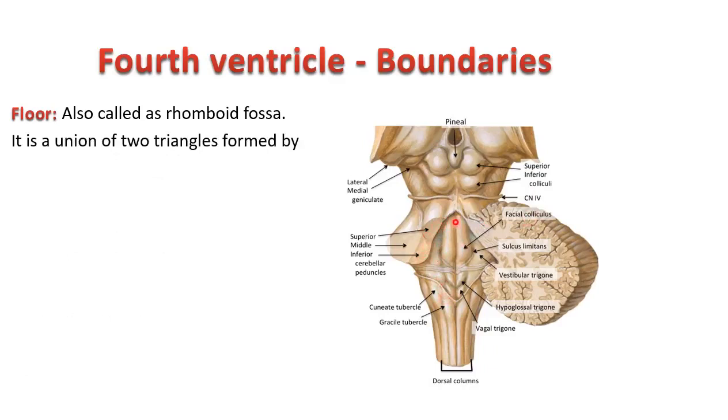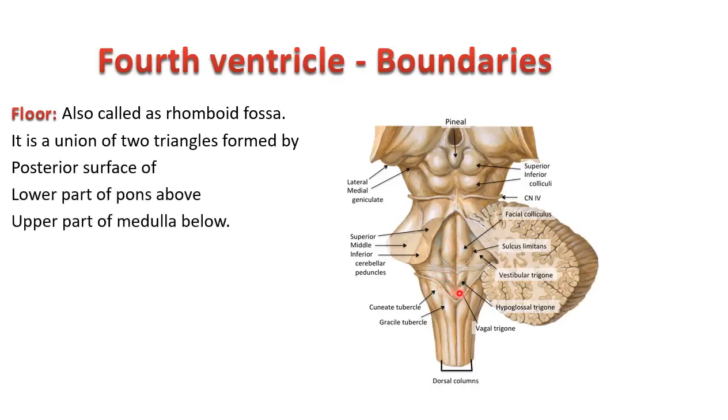Why? Because it is a union of two triangles and it is rhomboid in shape. So the upper triangle is mainly formed by the lower part of the posterior surface of the pons, and the lower half of the roof, or the lower triangle, is mainly formed by the posterior surface of the upper part of the medulla. Okay, so two triangles opposing each other.